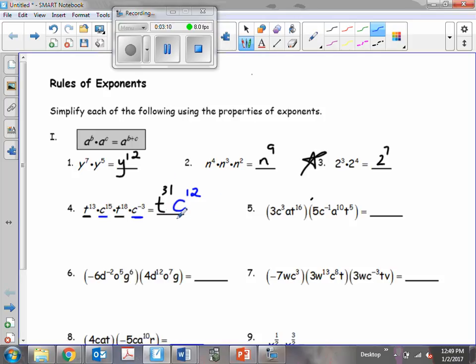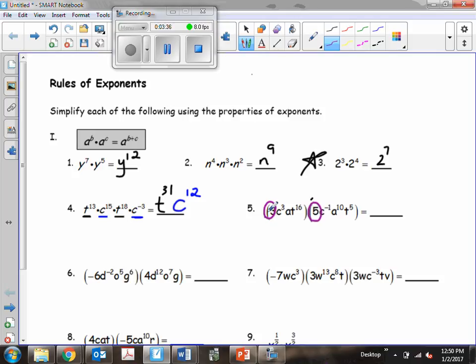Now let's take a look at number 5. It's again getting a little bit more complicated here. We see that we have bases of c, a, and t. But if we look way out in front here, we have coefficients to each one. We have a 3 and we have a 5. Well, those are not bases. Those are just coefficients.